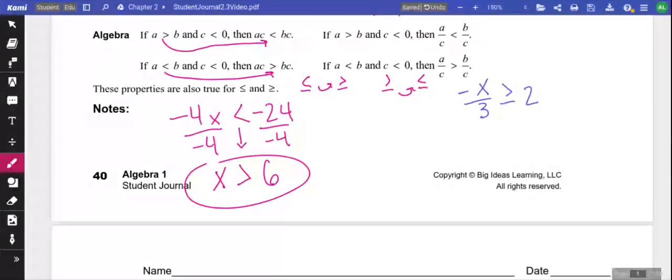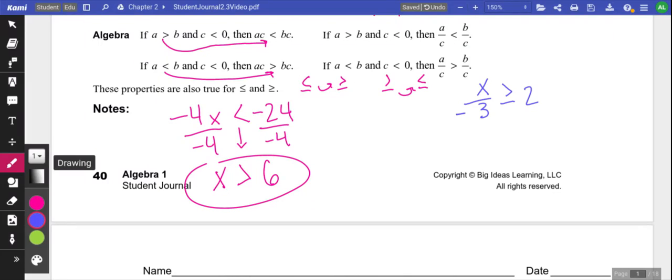So no matter which way you see this, you would want to solve it out the same way. I'm dividing by this negative 3, so in order to undo that, I need to multiply each side by negative 3. When I see I'm multiplying or dividing by a negative number, before I do anything else, I need to flip this sign. It's greater than or equal to, now it's going to be less than or equal to. My negative 3's cancel out. I'm left with x, and on this side I have negative 6.